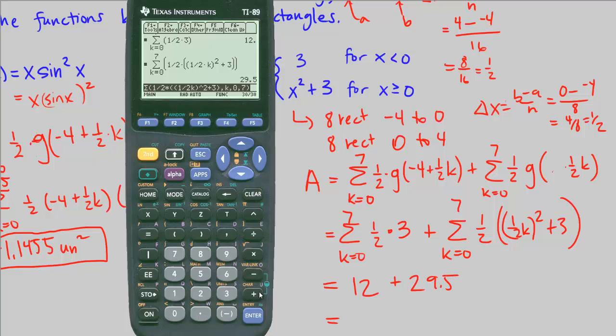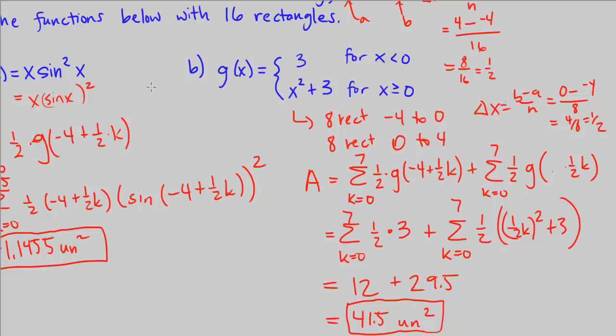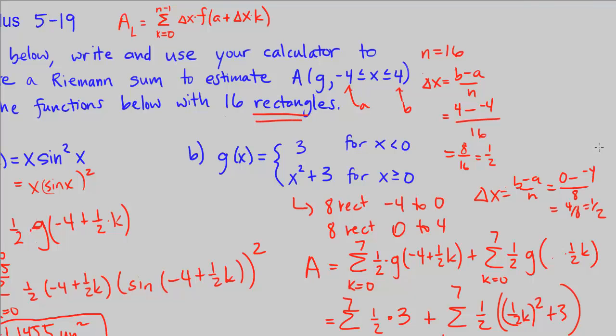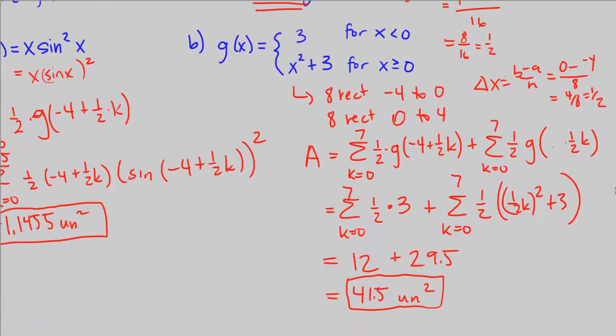So we add those together. We're going to have 12 plus 29.5, and we get 41.5. And again, it's unit squared because it's area. Okay? So this is important to know how to find the estimated area using some number of rectangles, right? And don't forget this is in general using left endpoint rectangles to find the area. Alright, so that's going to end for us CPM Calculus Chapter 5, number 19.